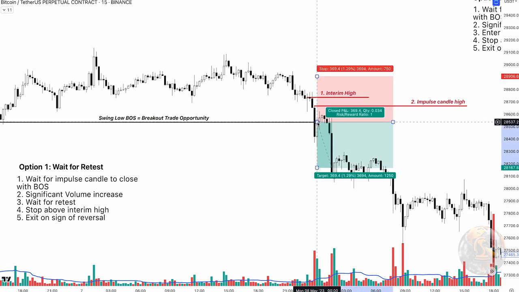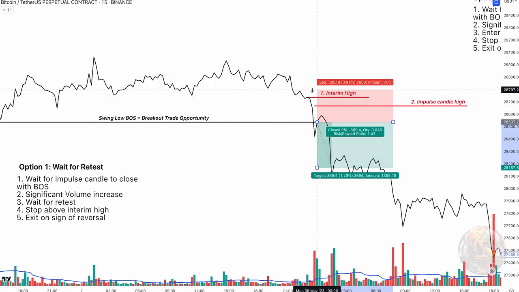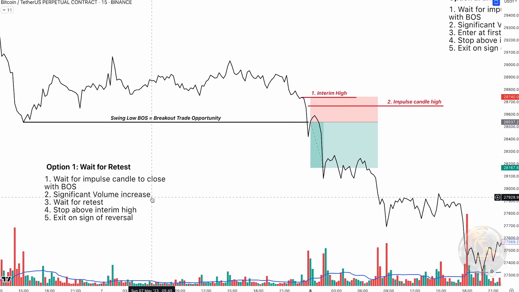Now, where does your stop loss go? In this case, it goes above the interim high. You remember the interim high from the market structure lessons. That is the last high before the break of structure. It doesn't have to be the swing high. Remember, the swing high is up here. The interim high is just before the break of structure. So your stop loss goes there, and your exit will be on a sign of reversal.